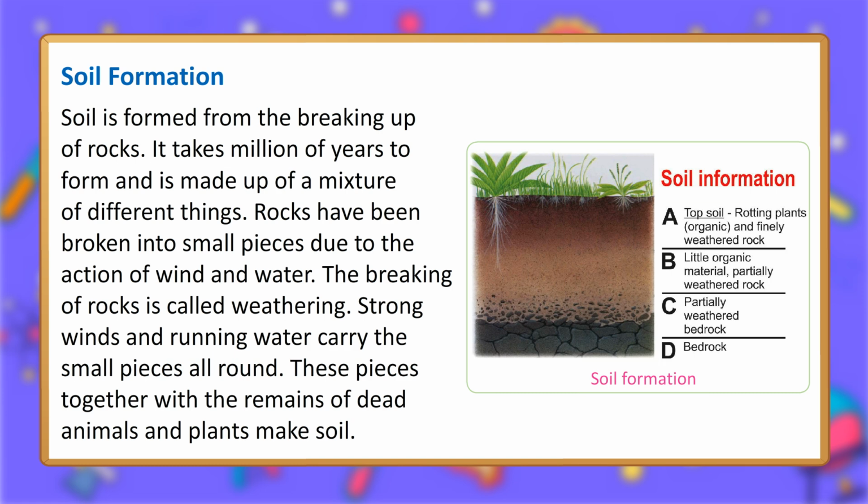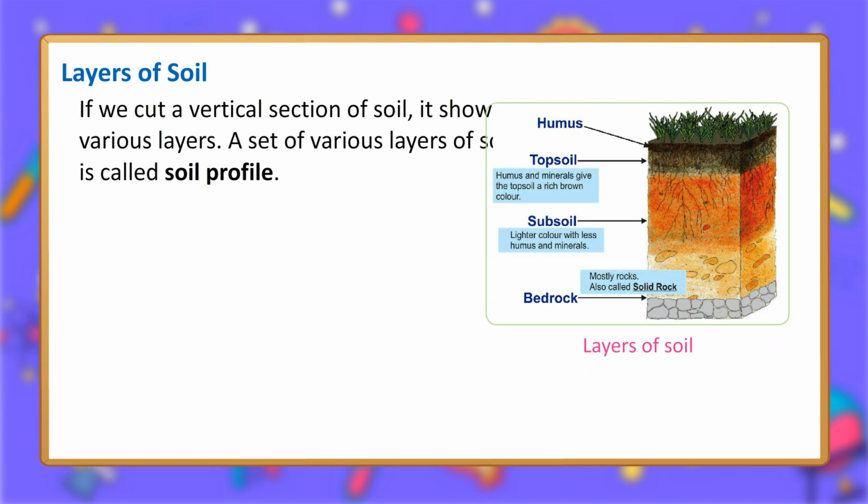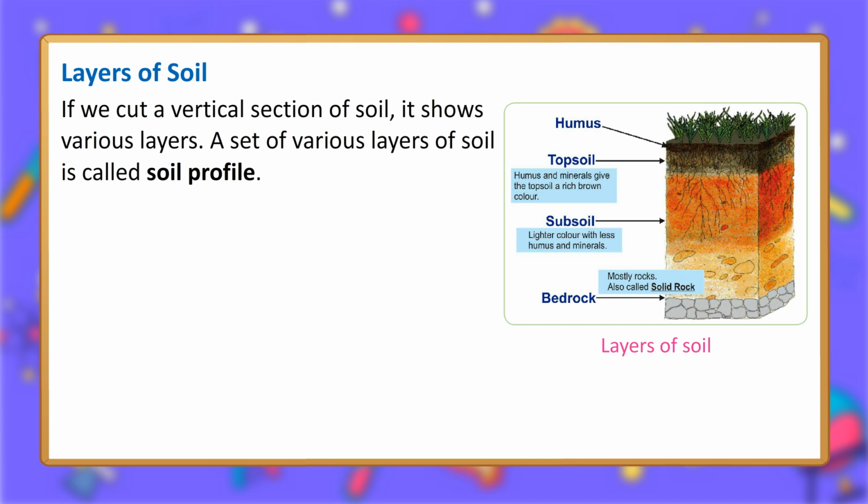Soil formation. A. Topsoil, rotting plants, organic and fine. B. Little organic material, partially weathered rock. C. Partially weathered bedrock. D. Bedrock. Layers of soil. If we cut a vertical section of soil, it shows various layers. A set of various layers of soil is called soil profile.